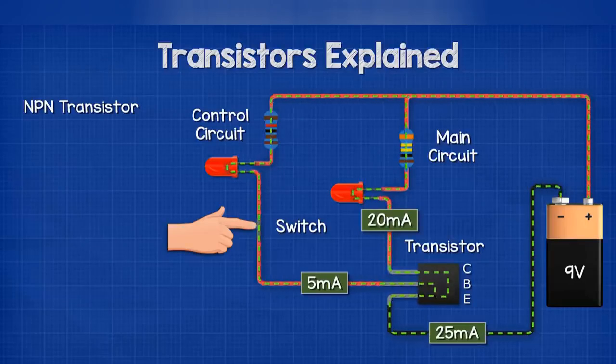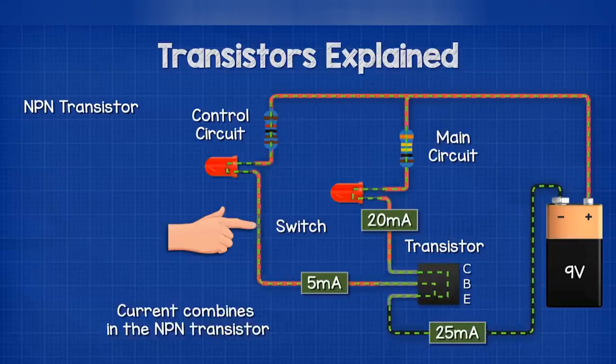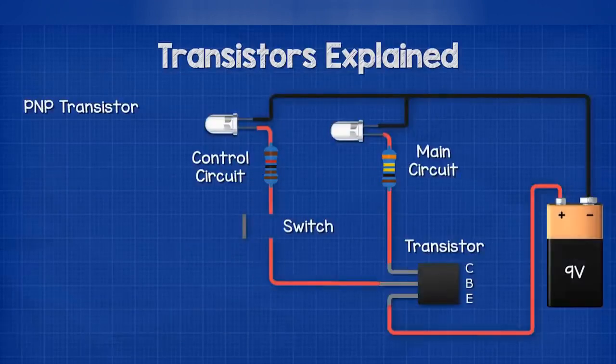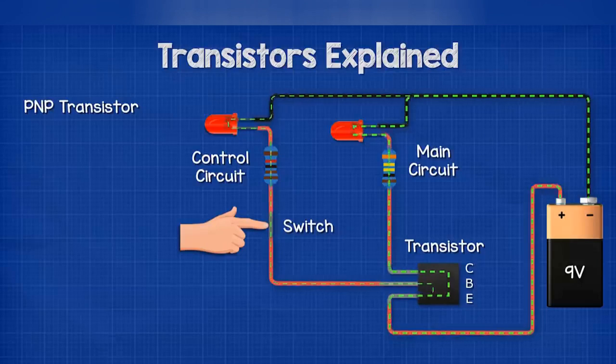25 milliamps flowing out of the emitter. The current therefore combines in this transistor. With a PNP transistor, we again have the main circuit and the control circuit. But now the emitter is connected to the positive of the battery. The main circuit is off until we press the switch on the control circuit.